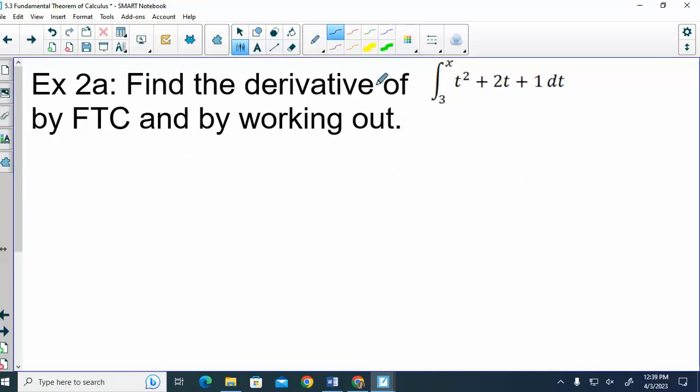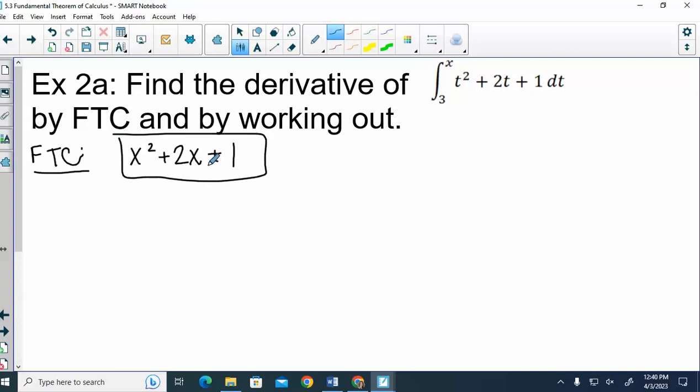So let's do a similar example. I want to do it two ways. I'll work it out, and I'll do the fundamental theorem of calculus. So the fundamental theorem of calculus says if you want the derivative of an integral, they just cancel each other. But what will all these t's become? So it becomes x squared plus 2x plus 1.